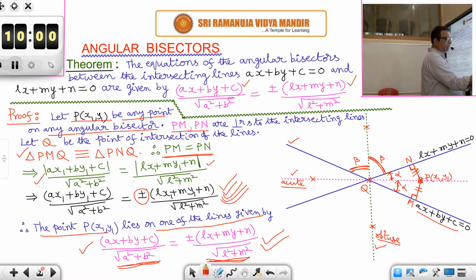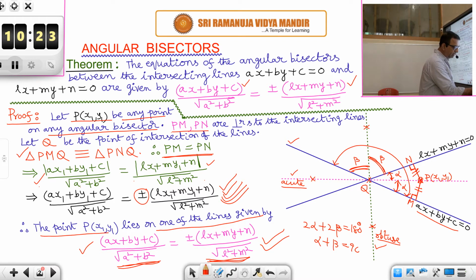So, total angle on the straight line from here to here is what? 2 alpha plus 2 beta. Is it not? 2 alpha plus 2 beta. Because that is a straight line, 2 alpha plus 2 beta will be 180 degrees. Angle on a straight line. Therefore, dividing by 2, you get alpha plus beta is equal to 90 degrees.